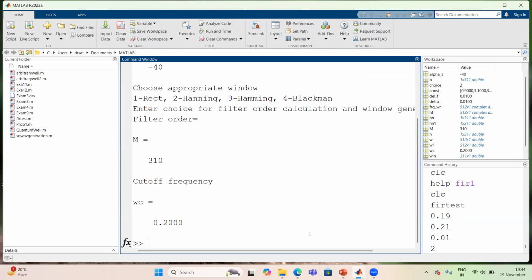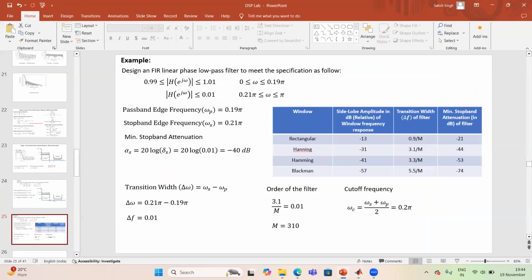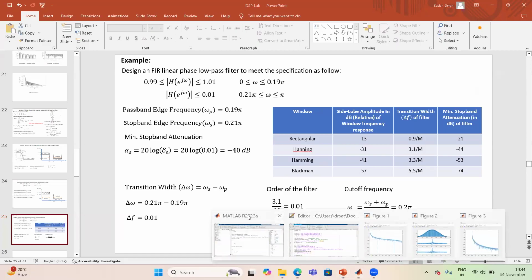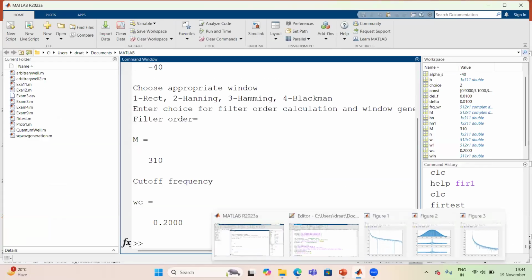Now, if you see this calculation I have already done here, the order of the filter is 310 and the cutoff frequency is 0.2 pi. Because I am talking about the normalized cutoff frequency, it will be divided by pi, so I get this value equal to 0.2. Now if you see these results, you see this first result.